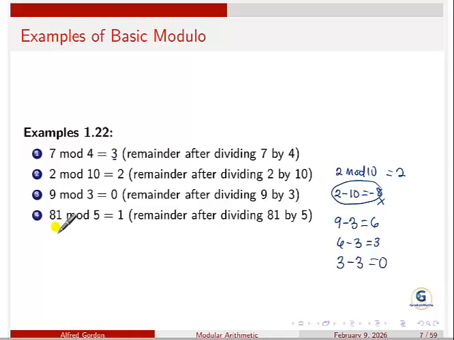And lastly we have 81 mod 5. 81 mod 5 is equal to 1, because 81 divided by 5: how many times does 5 divide 81? It divides 16 times, and we have a remainder, so we have 16 whole number, 1 over 5, meaning that our remainder here is 1. Good.